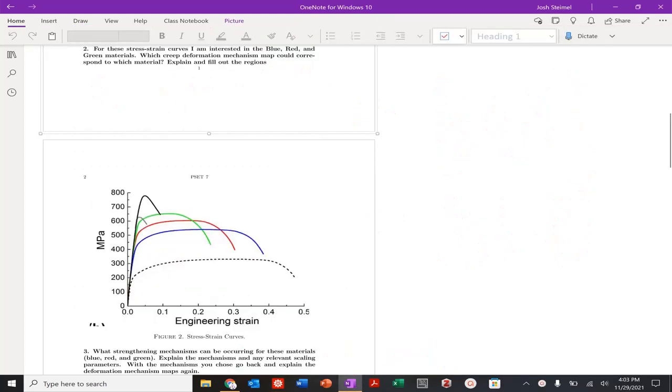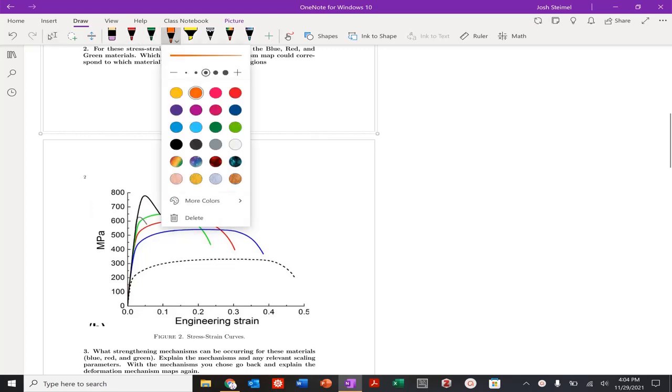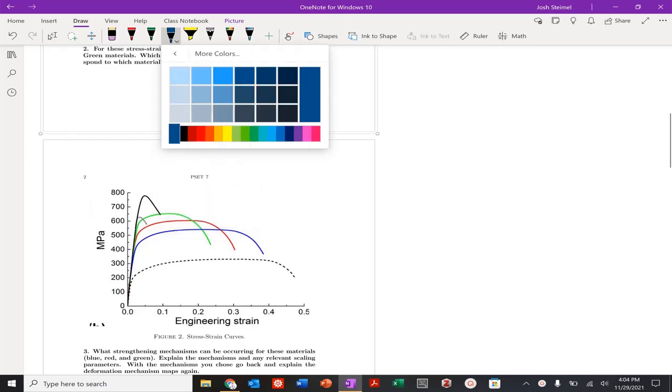All right, so let's go ahead and look at number 2 now. I'm looking for the stress curves. I'm interested in blue, red, and green. So let's get my colors ready to go. Blue's not exactly that color, but let's do more colors.